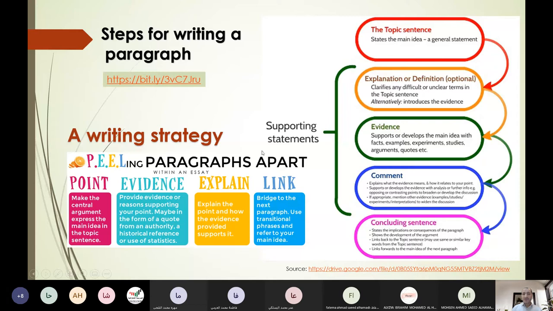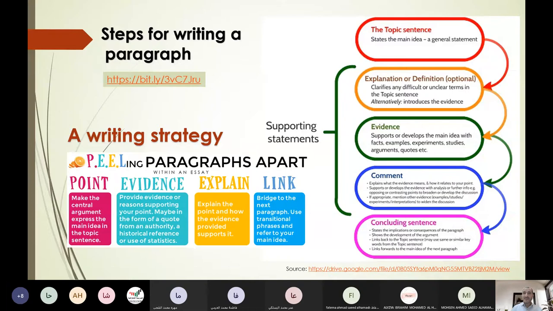Paragraph writing should follow this pattern, which is called P-E-E-L: point, evidence, explain, and link. If you follow this pattern while writing your paragraph, I think you will cover all of it. You remember when we talked about writing in response to reading, there is a comprehension question. You should follow the R-A-C-E pattern when you respond to this question. It's similar here. R for restate the question, but here you don't have a question, you have a prompt. A for answer, C for cite evidence, and E for explanation. It's almost the same here.